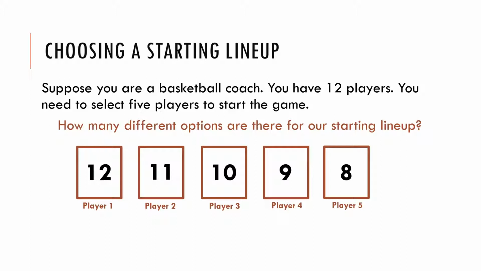Now the fundamental principle of counting says that I just need to multiply these numbers together, and that'll tell me how many different options there are for our starting lineup. So 12 times 11 times 10 times 9 times 8 is 95,040 options. So there are 95,040 options for our starting lineup.